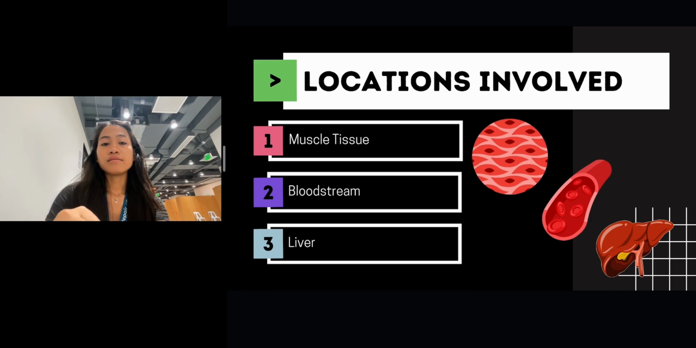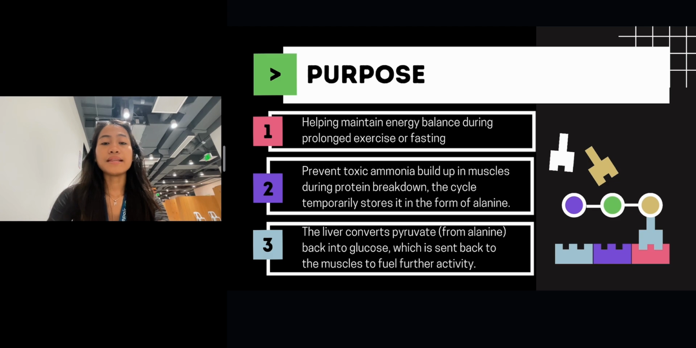The Cahill cycle serves several purposes, as it maintains energy balance during periods of fasting or long-term physical exertion. It supports amino acid metabolism and gluconeogenesis, the process of creating glucose from non-carbohydrate sources. It safely transports nitrogen from the muscles to the liver via alanine.